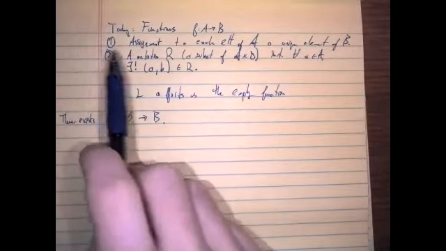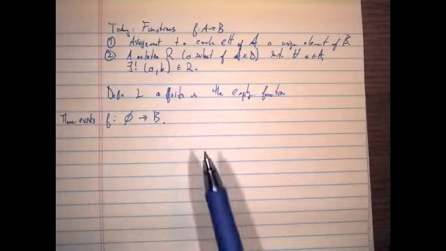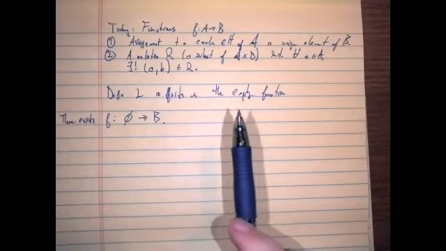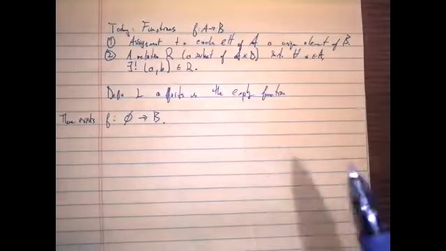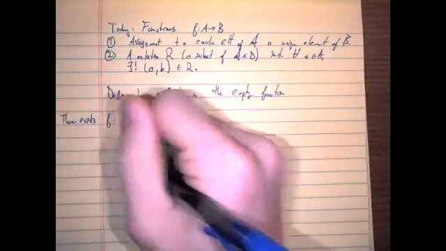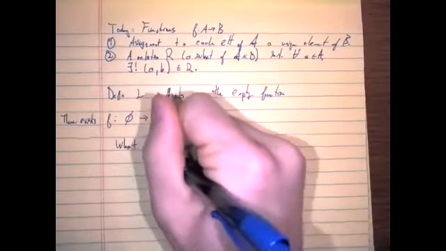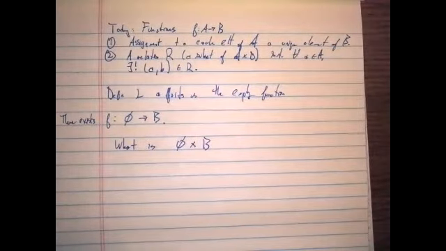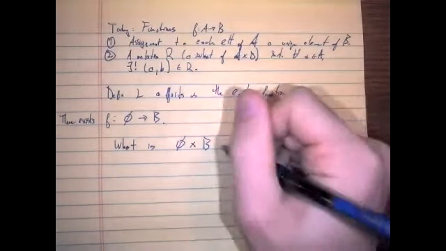Definition 1 of a function doesn't really help us with understanding what this function could possibly be, but definition 2 does help us. Definition 2 says that I should look for a relation on A cross B, in other words a relation from A to B, or in other words, a subset of A cross B. So what is the empty set cross B, where B is an arbitrary set? What is this set? Is that the empty set? Yeah, this is the empty set.